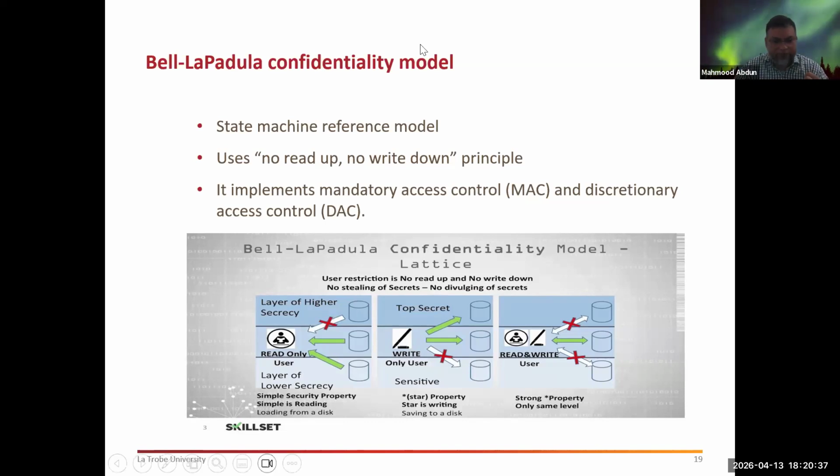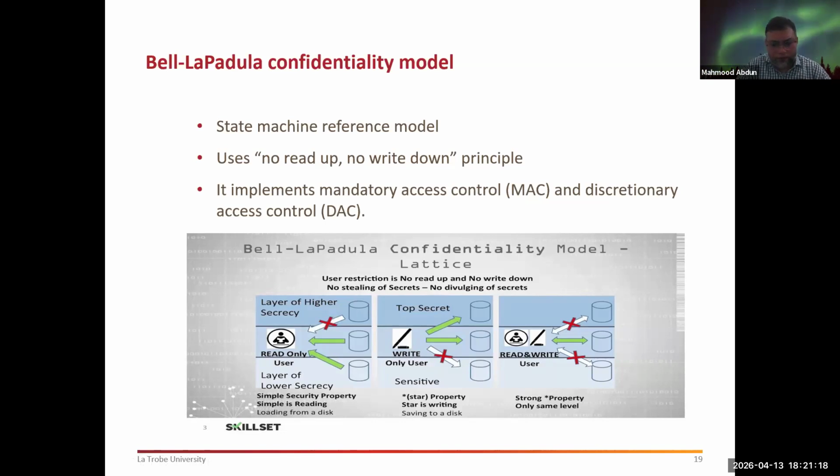But what's interesting here is that there are some properties of this model. The simple property says users at a certain level can only read from their level and the levels below them. They cannot read from the higher level. This is very clearly understood, right? If you have a classified clearance, you cannot access secret or top secret documents, correct? So that's very easy to understand.